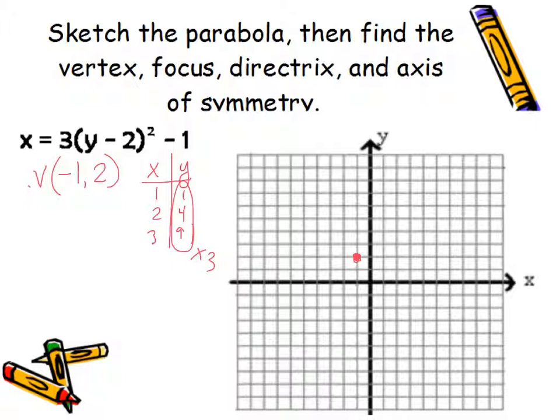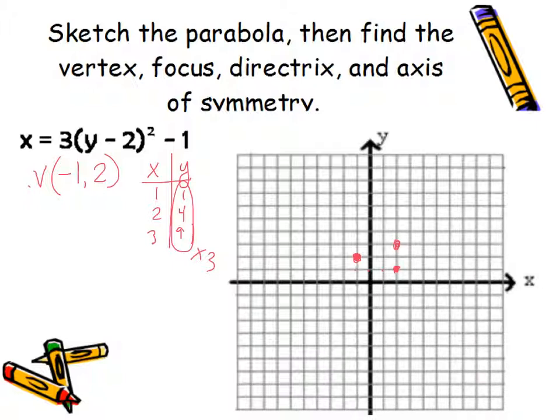So I'm going to go over 1, up 1. Remember, turn your head sideways and look at it sideways: 1, 1, and then 2, 1, 2, 3, 4. But remember, we're going to have to take all those things times 3, right? So let's try it, and let's put in some points. So over 1, up 1, 2, 3.